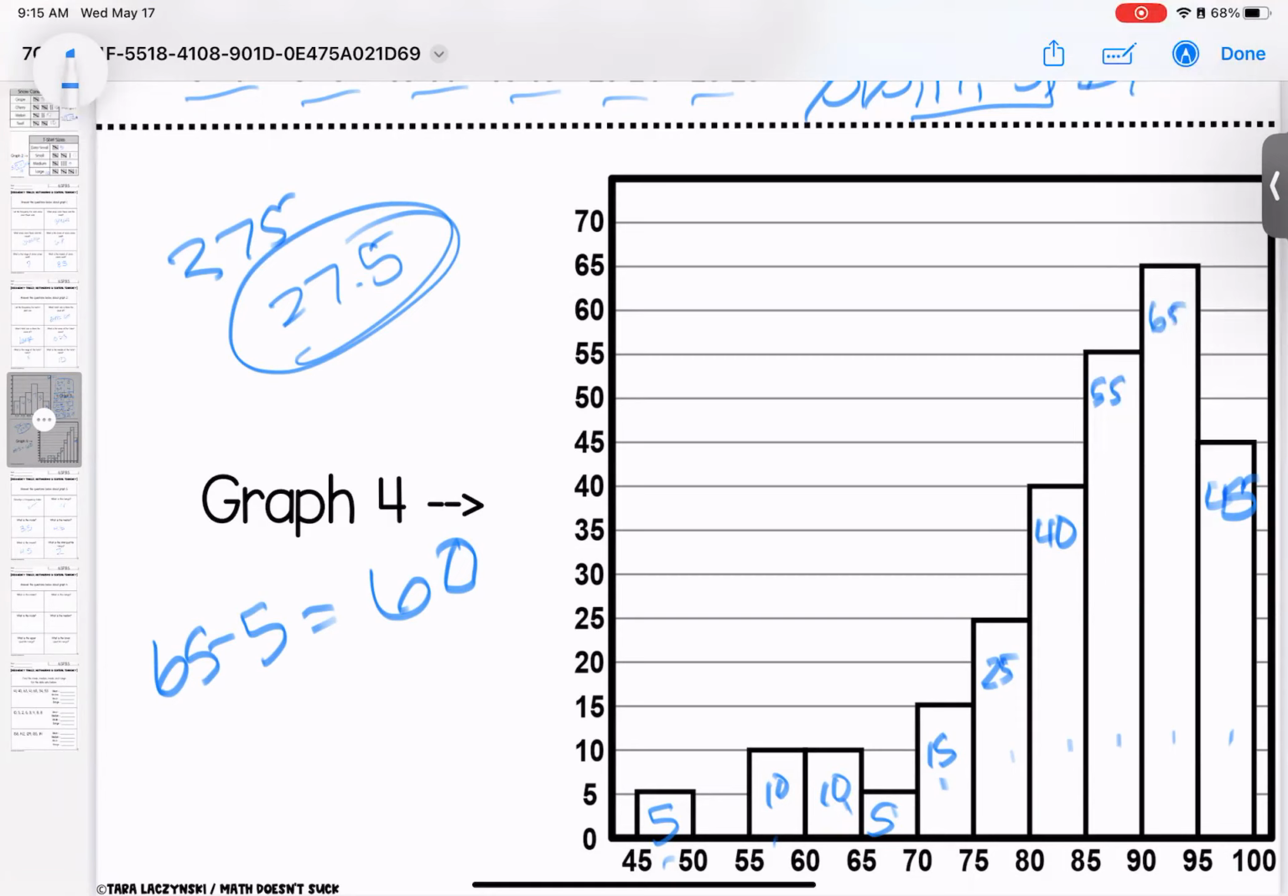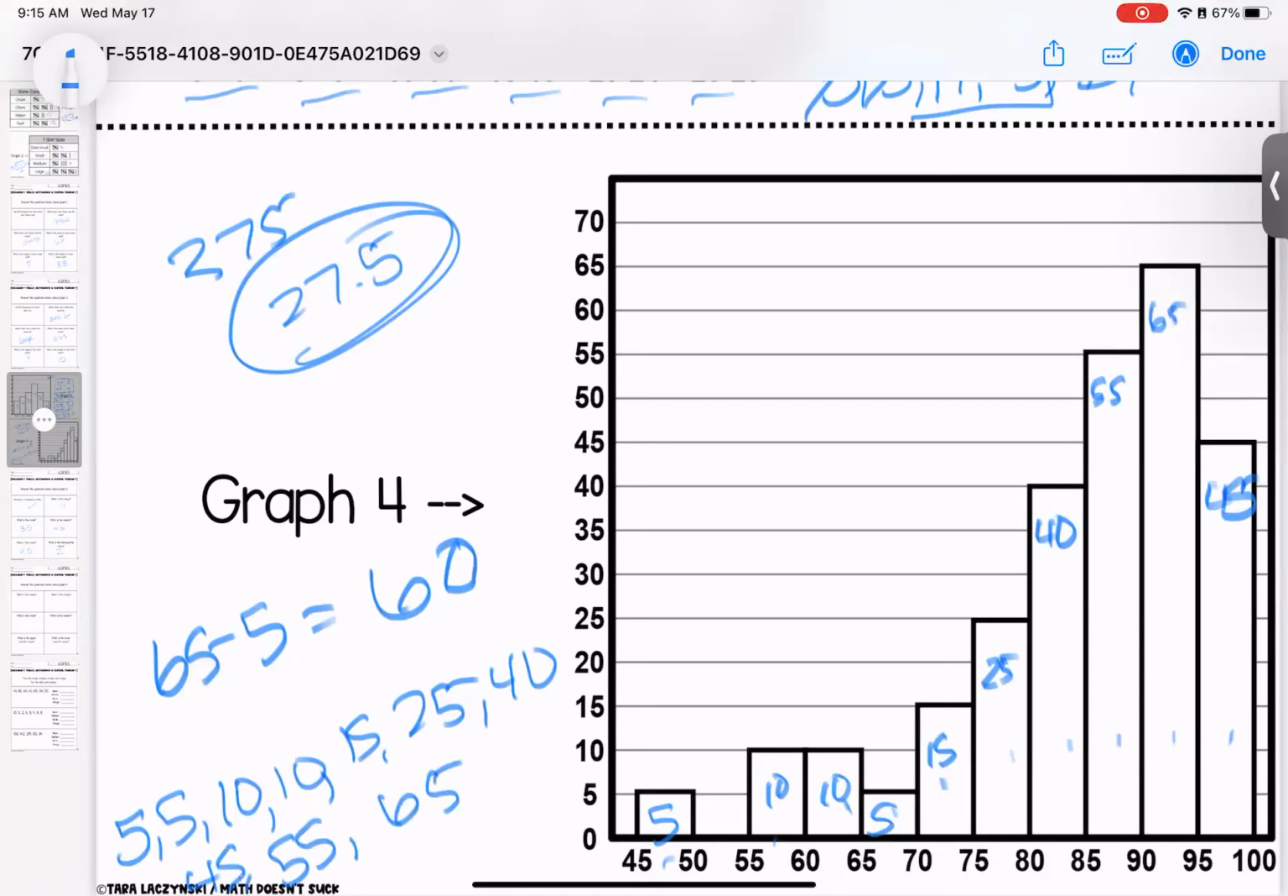What is the median if we put them in order? So we have a 5, 10, 10, 15, 25, 40. Make sure I'm not missing any. 55, 65, and then put our 45 there. Okay, so if we're looking for the median, start counting off 1 on each side until we meet the middle. We have 15 and 25. If we add those together and cut that in half, it's going to give us 20 for our median.